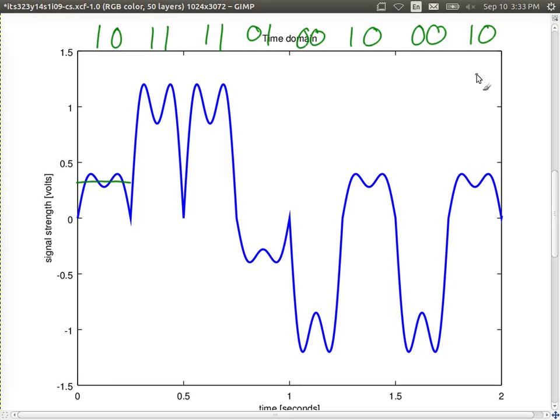Questions before we see the impact of noise on these signals? So this is a new concept. We're no longer assuming two different levels. Something that we haven't done in the rest of the course. Questions?